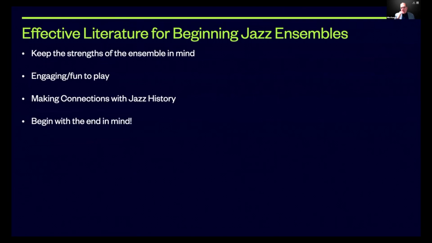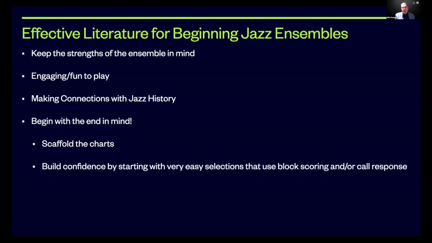And begin with the end in mind when you're picking material out too. Scaffold your charts, build confidence by starting with very, very easy literature selections that use what is called block scoring. That means if you look at arrangements, block scoring is when everybody is moving together, doing the same thing. Vertically down the score, everybody's doing the same thing, or in a section, everybody's doing the same thing in a section. And then also call and response. Again, there's that call and response thing. And we want to make sure that we pick charts that utilize those two different concepts.